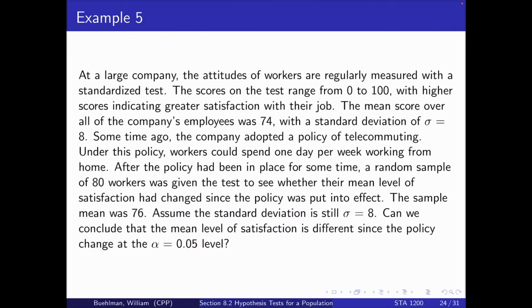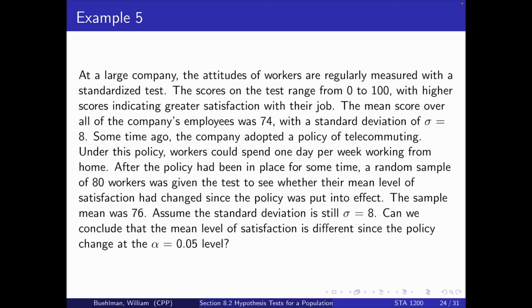Example 5. At a large company, the attitudes of workers are regularly measured with a standardized test. The scores on the test range from 0 to 100, with higher scores indicating greater satisfaction with their job. The mean score over all of the company's employees was 74, with a standard deviation of 8. Some time ago, the company adopted a policy of telecommuting. Under this policy, workers could spend 1 day a week working from home. After the policy had been in place for some time, a random sample of 80 workers was given a test to see if their mean level of satisfaction had changed since the policy was put into effect.